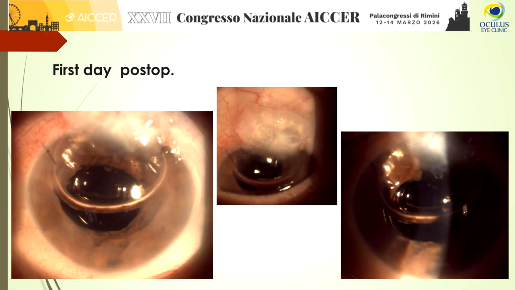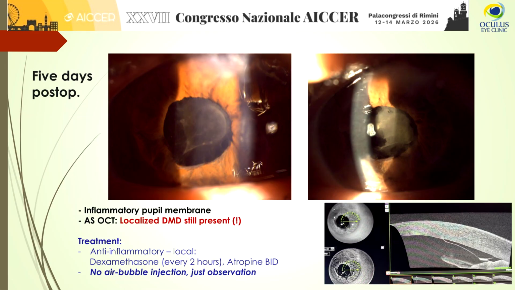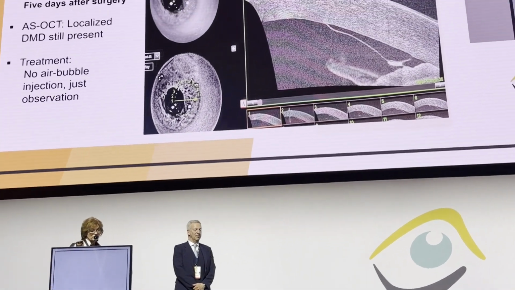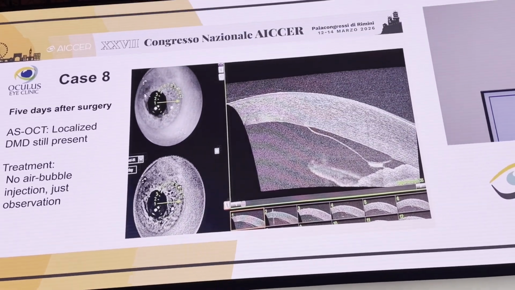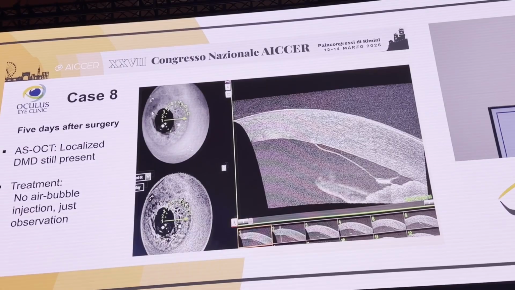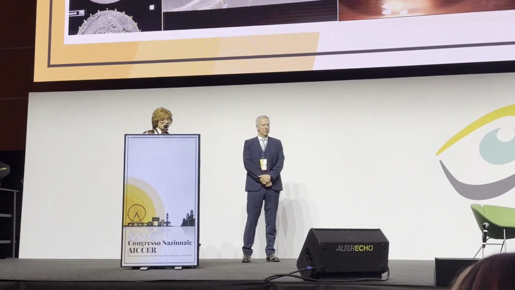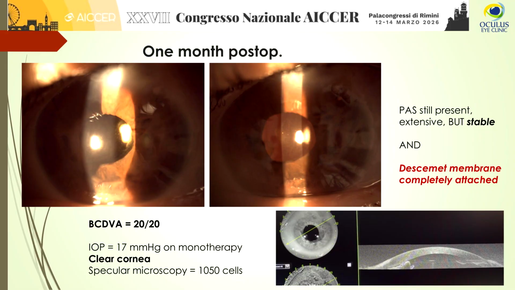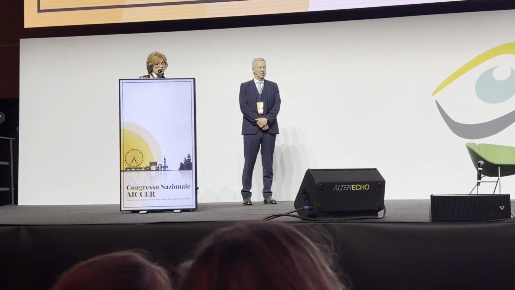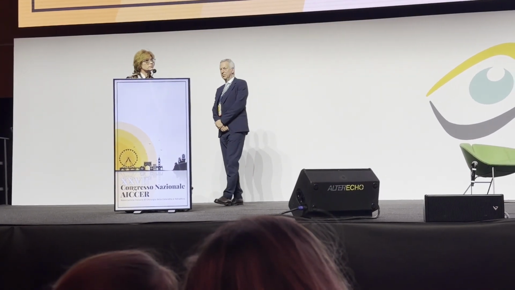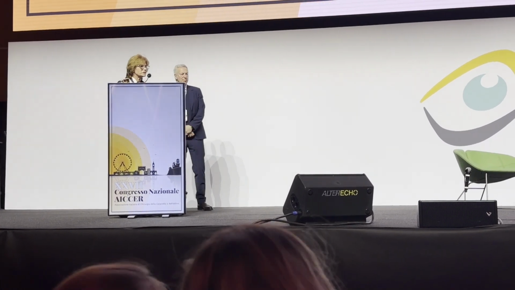This is how the eye looked the very first day, so extremely nice, unbelievably nice. This is at 5 days post-op. The localized Descemet detachment was still there, but then it reattached, and the anterior synechiae in the inferior half of the iris were still there. I didn't touch them anymore, but the Descemet membrane was completely attached, and the visual acuity of this patient at 2 months was 20/20 with some correction.